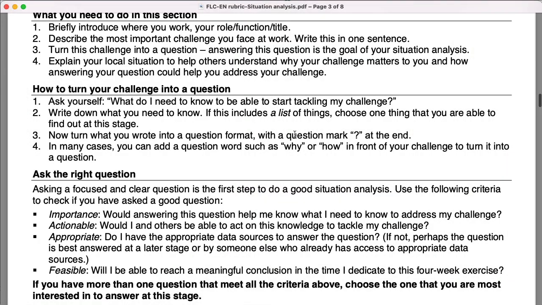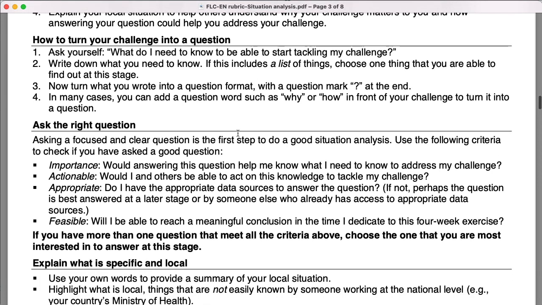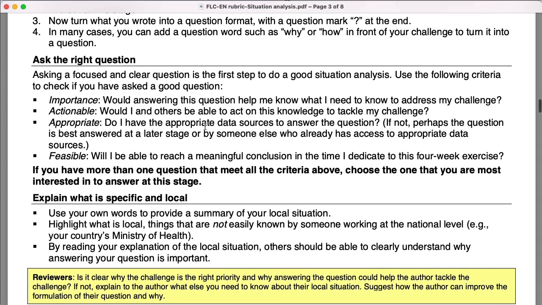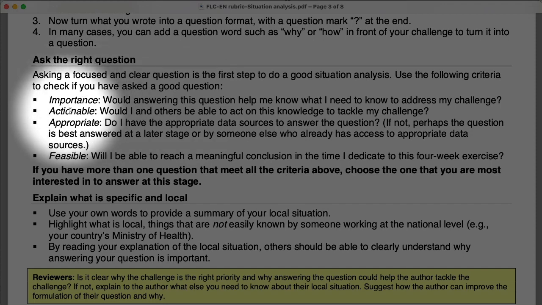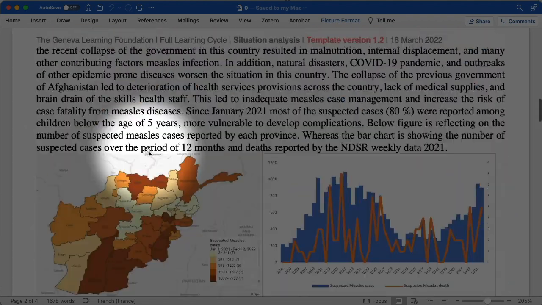Write down what you need to know. So that is not in the situation analysis itself, but that's part of the process. And then asking the right question: is it important? Is it actionable? Is it appropriate? Is it feasible?